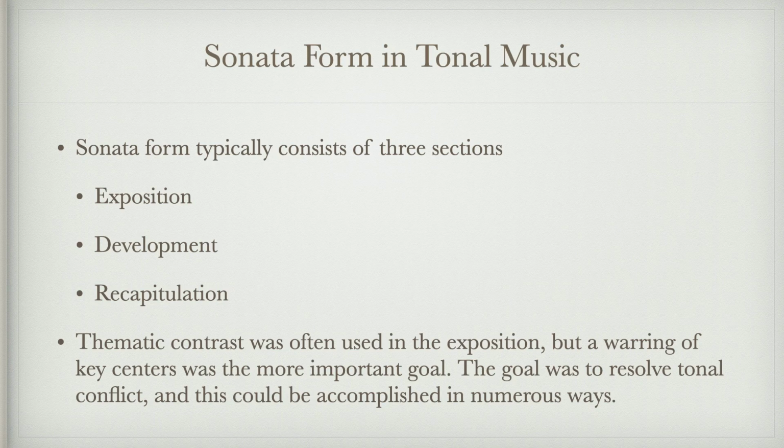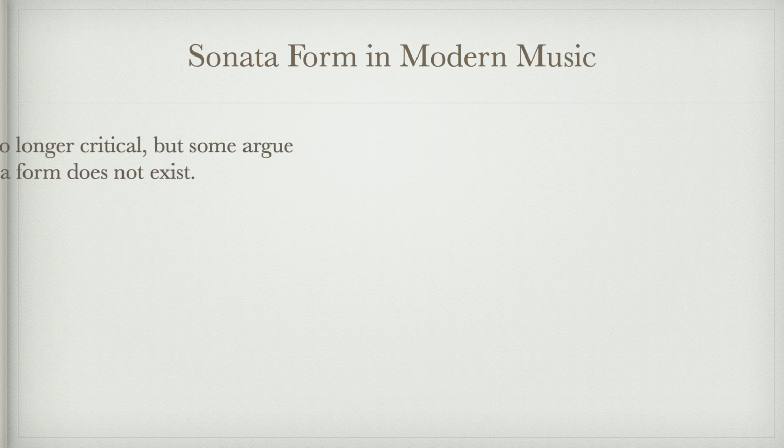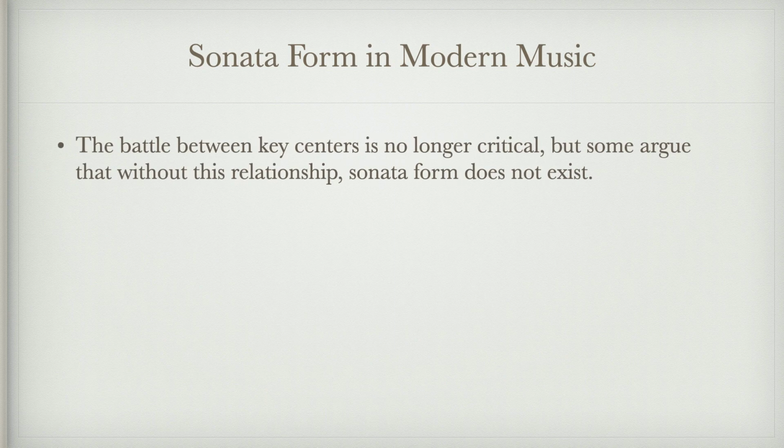happen in the recapitulation. The development is where you go through all different sorts of key signatures. It's kind of like a fantasia in some ways, and then you come back to the tonic area in the final section. So sonata form in modern music, the battle between these key centers is no longer critical, but some may argue that without this relationship, sonata form does not exist.